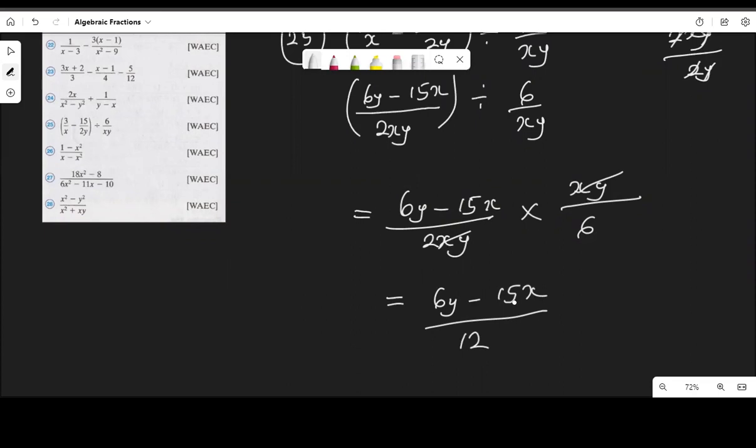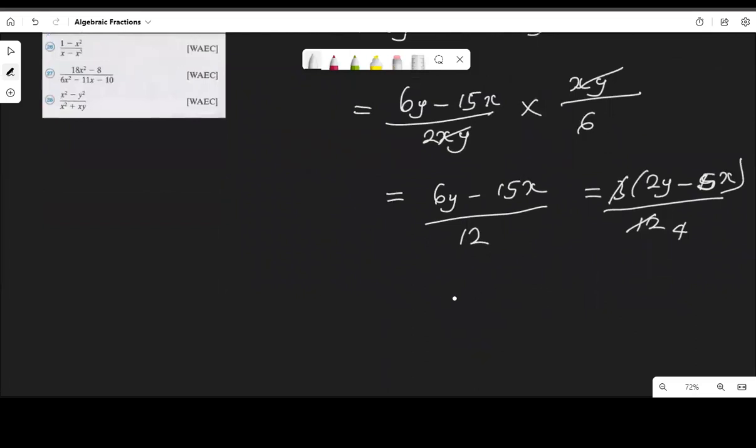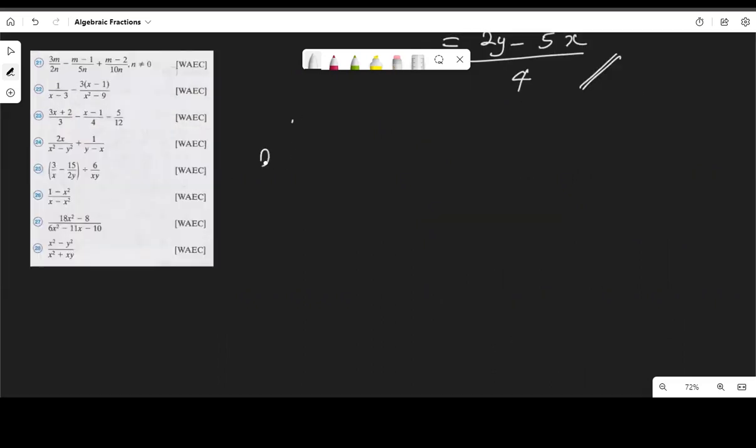Now in this numerator, 3 is common since 3 can divide 6 and 15. So factor out 3 into 2y minus 5x over 12. 3 here is 1, 3 here is 4. So our answer is 2y minus 5x over 4.